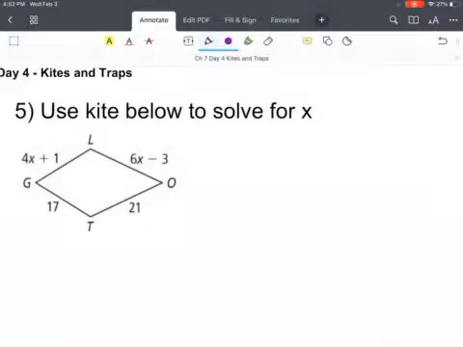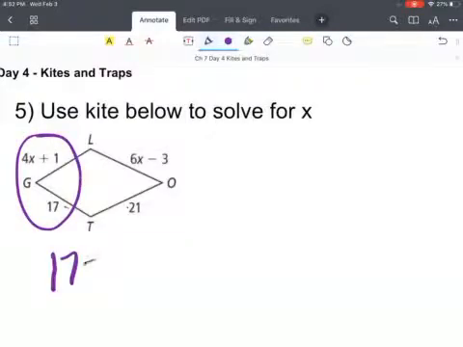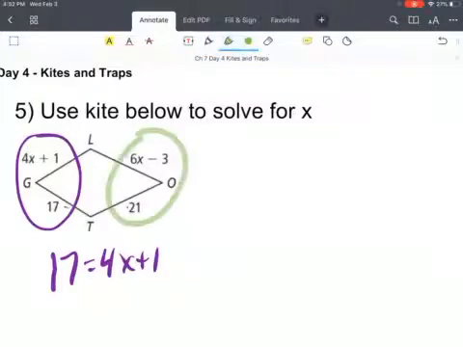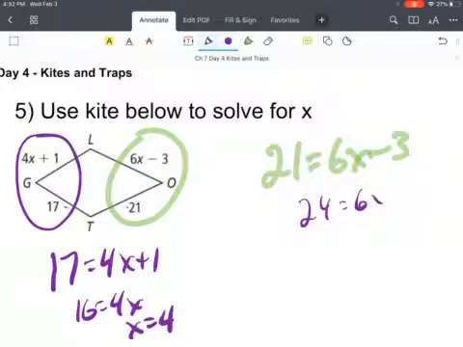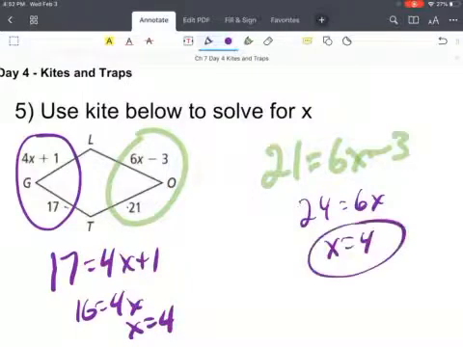For this last kite, remembering that two separate pairs of sides are going to be congruent. Clearly 17 and 21 are not congruent, so it's going to have to be 17 and 4x plus 1 are congruent. But also 21 and 6x minus 3 would have to be congruent. So when I solve both of these, I can verify that x does equal 4, which follows my kite property rules.